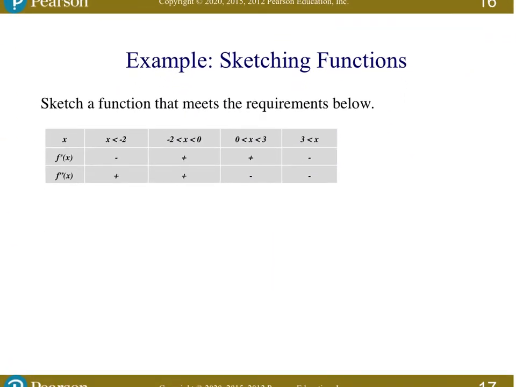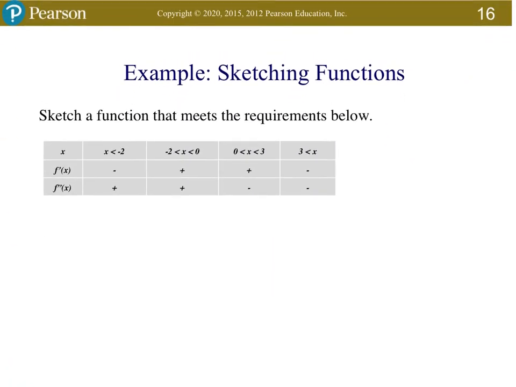All right, so what we're going to do is start with looking at a table that tells us first derivative information and also tells us second derivative information. And we're going to sketch a function that could fit that, meet all those requirements. Now there's more than one answer, so everybody's answer could look slightly different, but there should be some things that they have in common.